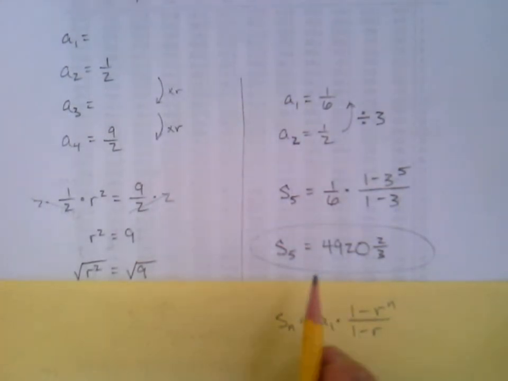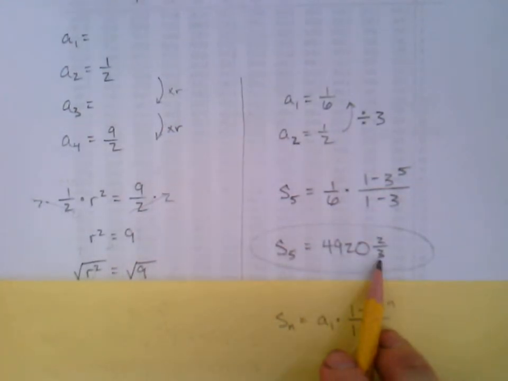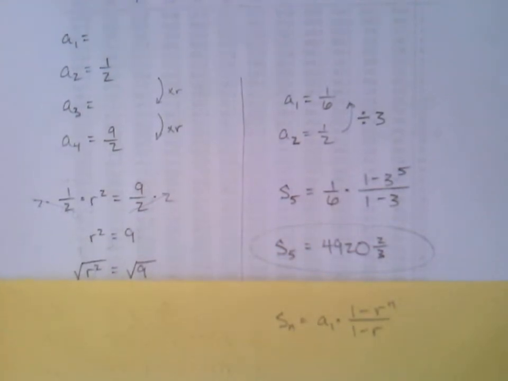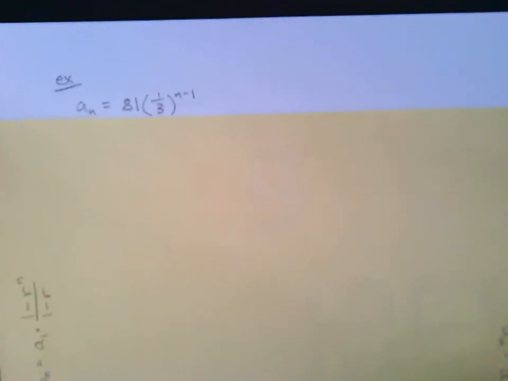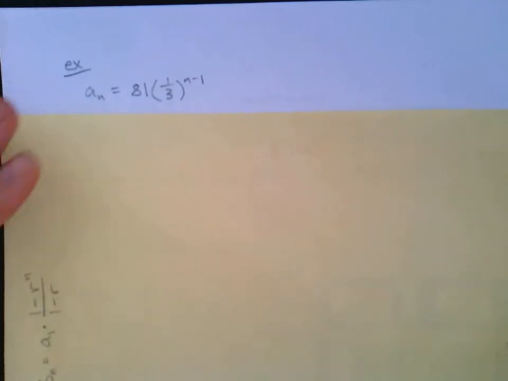So there is your fifth partial sum. And generally these end up with some fractions involved. It's not uncommon, or at least really big numbers at the least. Okay, let's move on to one last topic when it comes to geometric series.